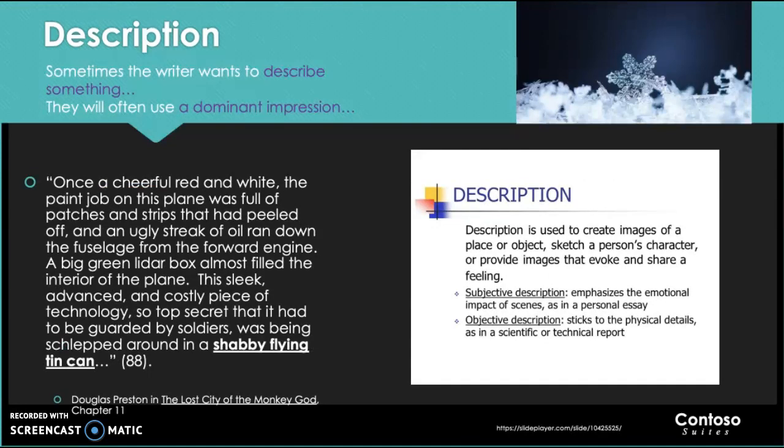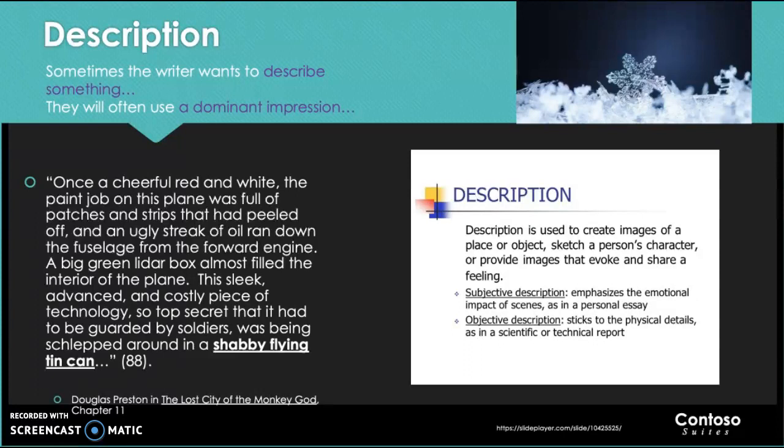Description describes something, right? And it also gives a dominant impression. This is all about helping your audience experience the same thing that you did, that you're writing about. Whatever you're writing about, whatever you want the audience to experience, you use description in order to bring them in. A lot of times description is embedded in narration.